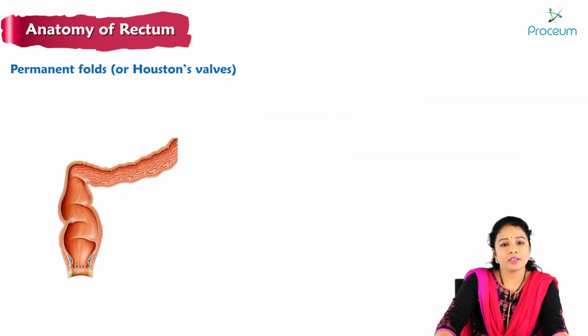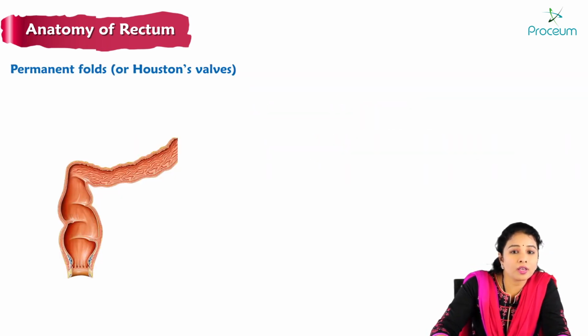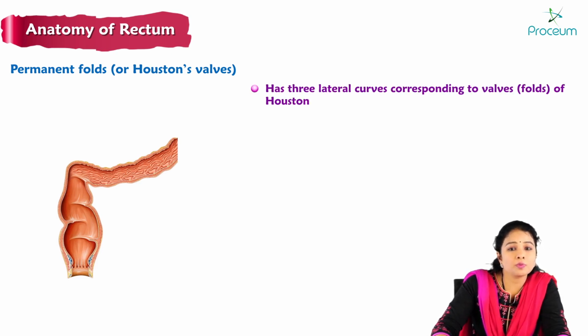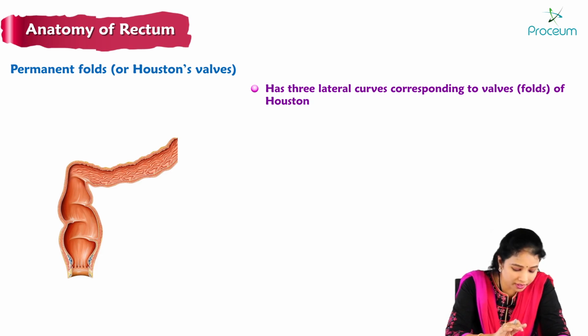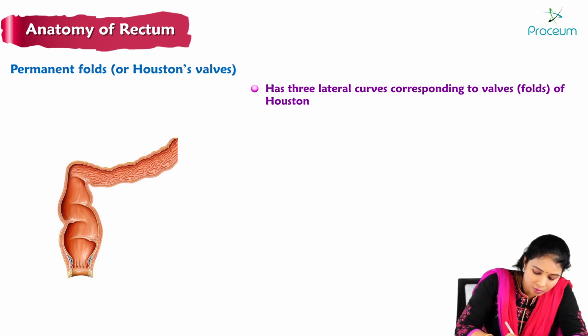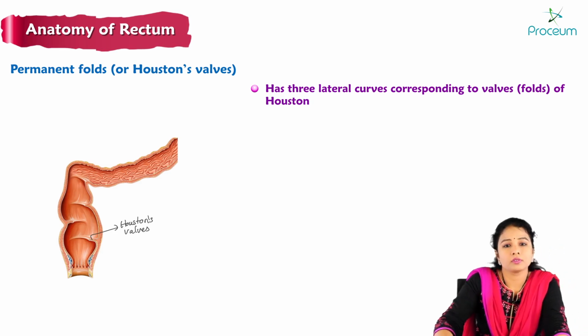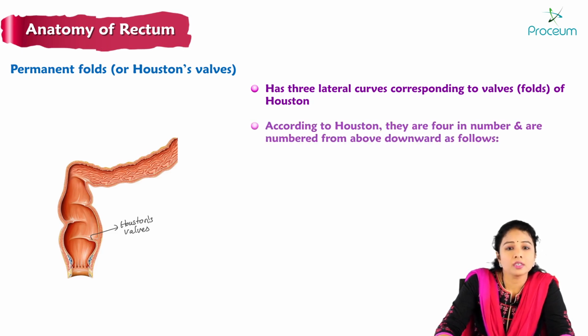Interior of rectum shows permanent folds which are called Houston's valves. The rectum has 3 lateral curves corresponding to these mucosal folds, called Houston's valves. So here is the anteroposterior view of rectum, where the interior of rectum is shown, showing the folds inside the rectum called valves. So they are the Houston's valves. According to Houston, they are 4 in number and they are numbered from above downwards.